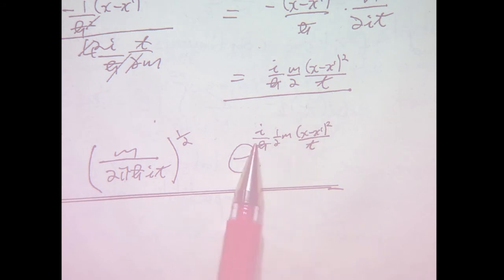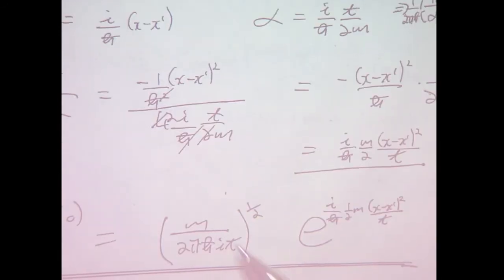Also, there's an h bar in the denominator there, and there's an i in the numerator. Now, if that i came down to here in the denominator, you'd have to multiply by minus one, right? And then this would be a Gaussian. It would have the form of a Gaussian integral, and then there would just be the normalization of a Gaussian integral. So that's why you have m on 2 pi h bar i t. 2 pi h bar, by the way, is h, Planck's constant. So this is the square root of m over h i t here.